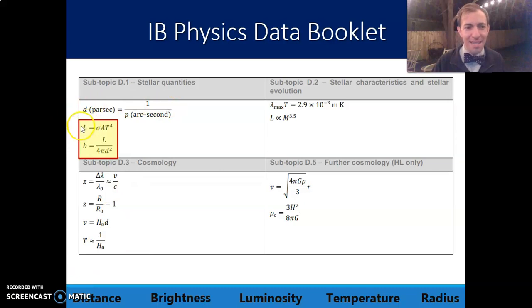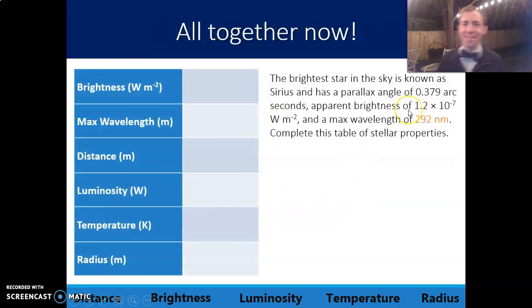So you have this luminosity equation, you have this brightness equation, and you also have over here this relationship between max wavelength and the temperature. So with these, and with our constants and our conversion factors, we're going to go through one more example from beginning to end.